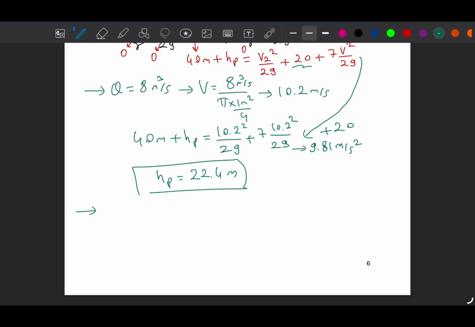So the question asks actually the power, and power is calculated by flow rate times specific weight times pump head. So we have 8 cubic meters per second. We will have specific weight times HP, 22.4 meters. And from here we will get 1.76 megawatts.